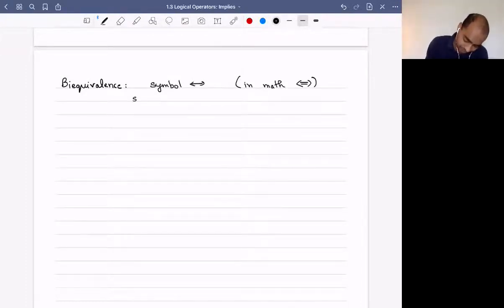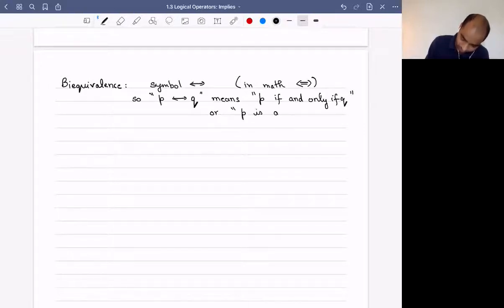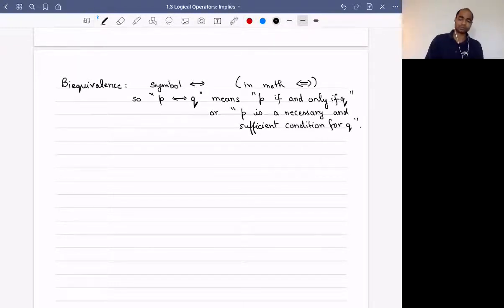All right, and the way we read this is P double arrow Q means P if and only if Q. Or equivalently, and this is actually more common, P is a necessary and sufficient condition for Q. So they both mean exactly the same thing, and they are written in logic as P double arrow Q.